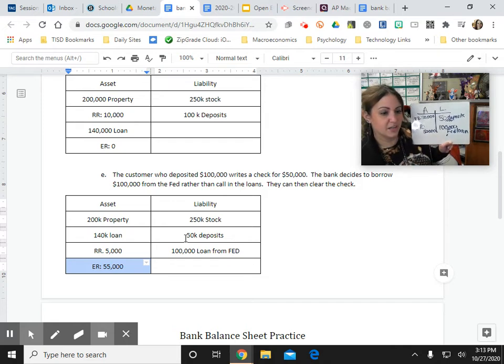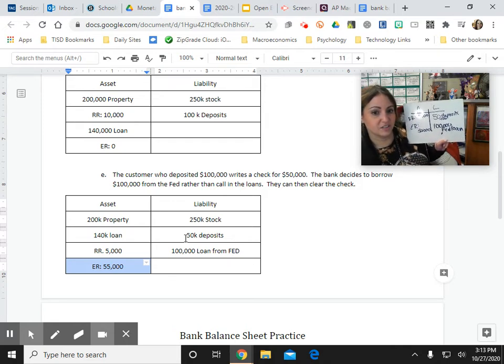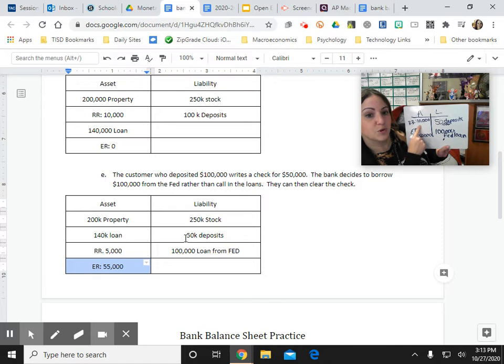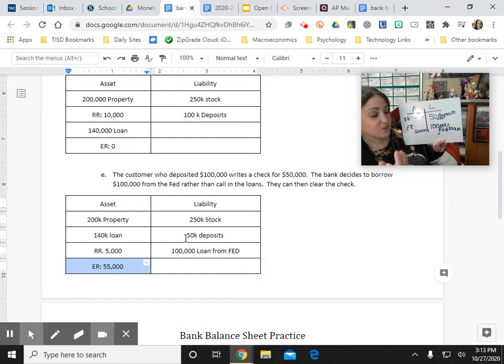But how do we get 55 in excess reserves is our answer? Isn't it just 50? Well, no, because remember, if deposits changed, so does required reserves. And we only need to keep 10% of this number in required reserves at all times, which is not 10,000, it's 5,000. So we leave 5,000 there of that 10, and where does the other 5,000 go? It's freed up. It goes into excess reserves. So that's why we have 55 there.